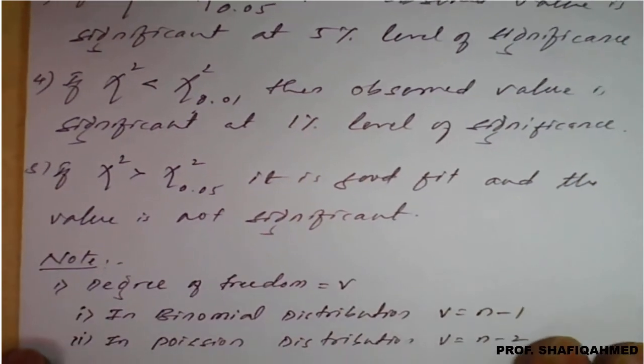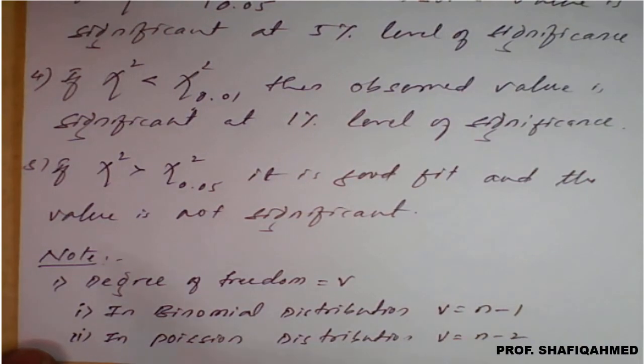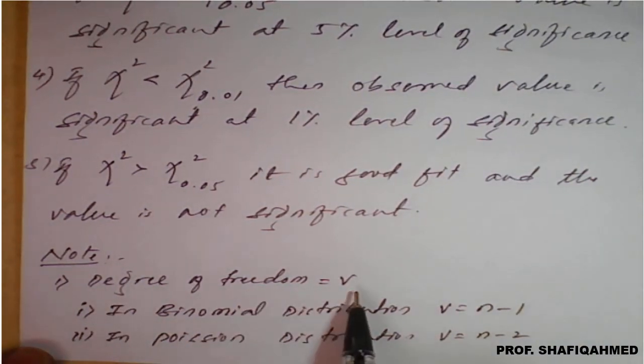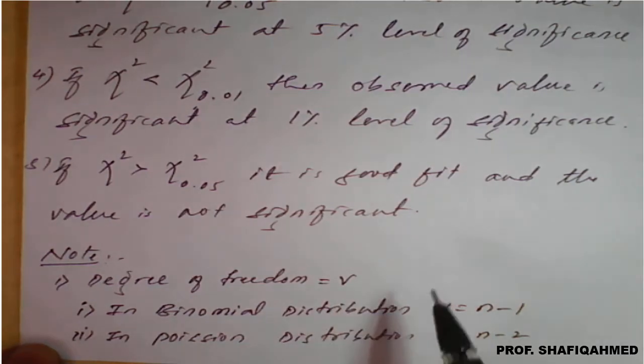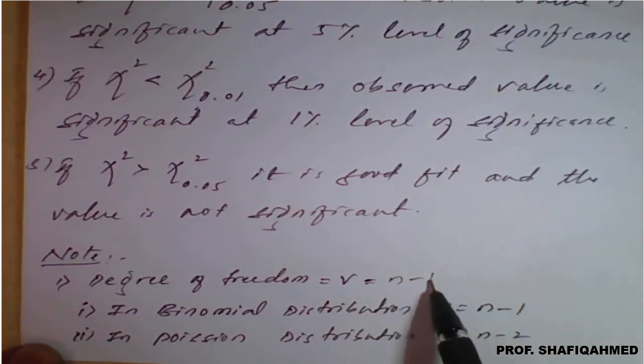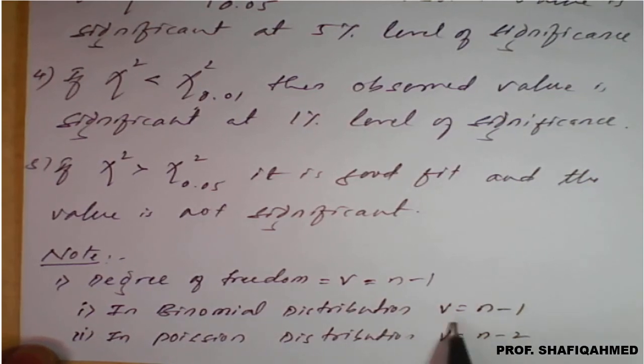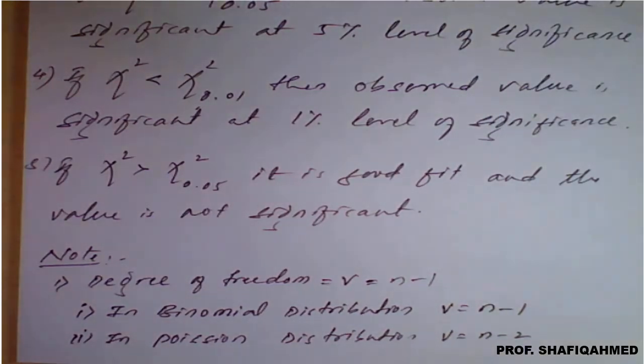Now one note we need to remember before starting the examples. The degree of freedom, which stands for v, is nothing but n minus 1 in binomial distribution, but in Poisson distribution it is considered as n minus 2. So these 2 points we need to remember. While calculating, the degree of freedom in binomial distribution is n minus 1, and in Poisson distribution the degree of freedom v is n minus 2. With the help of this we'll see the examples based on this chi-square test.